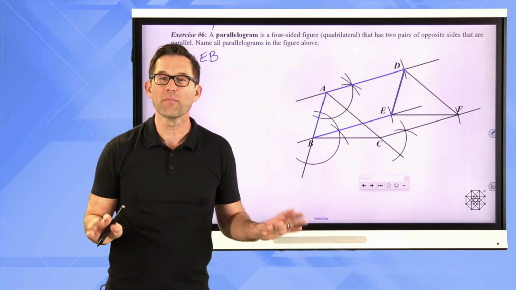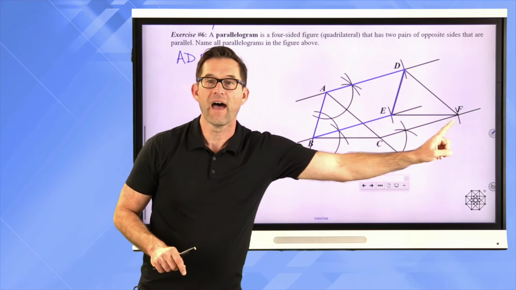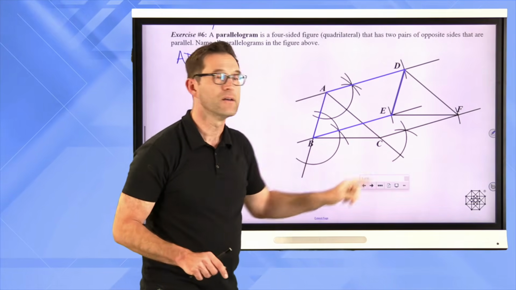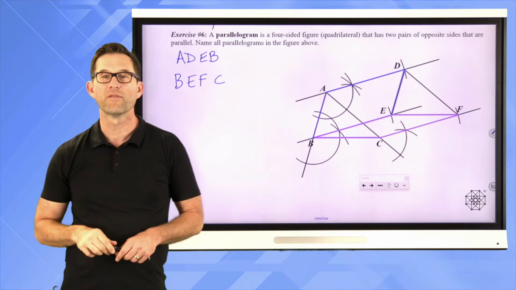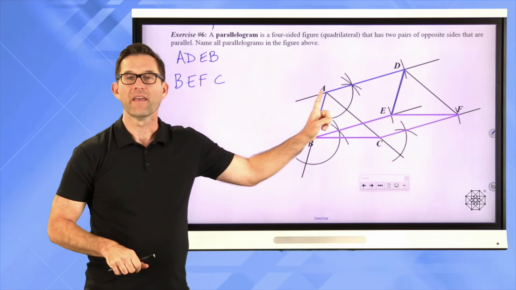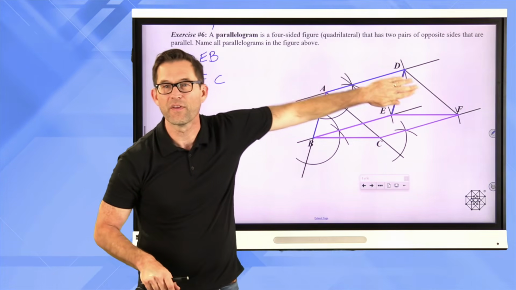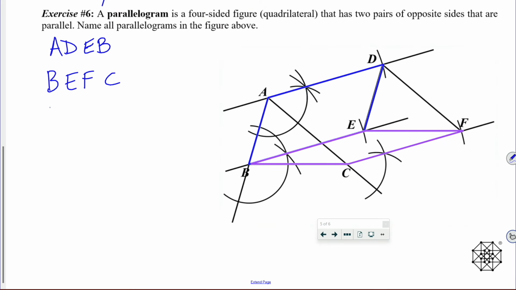I think the other two are a little bit harder to see, but you've also got one here that goes from B, E, F, C. So B, E, F, C. And let's see if I can hit that one right. There it is, outlined in purple, right? And the final one is A, D, F, C, right? It's kind of like, oh, the thing that's laying here, right? A, D, F, C. And that should be right there, right?